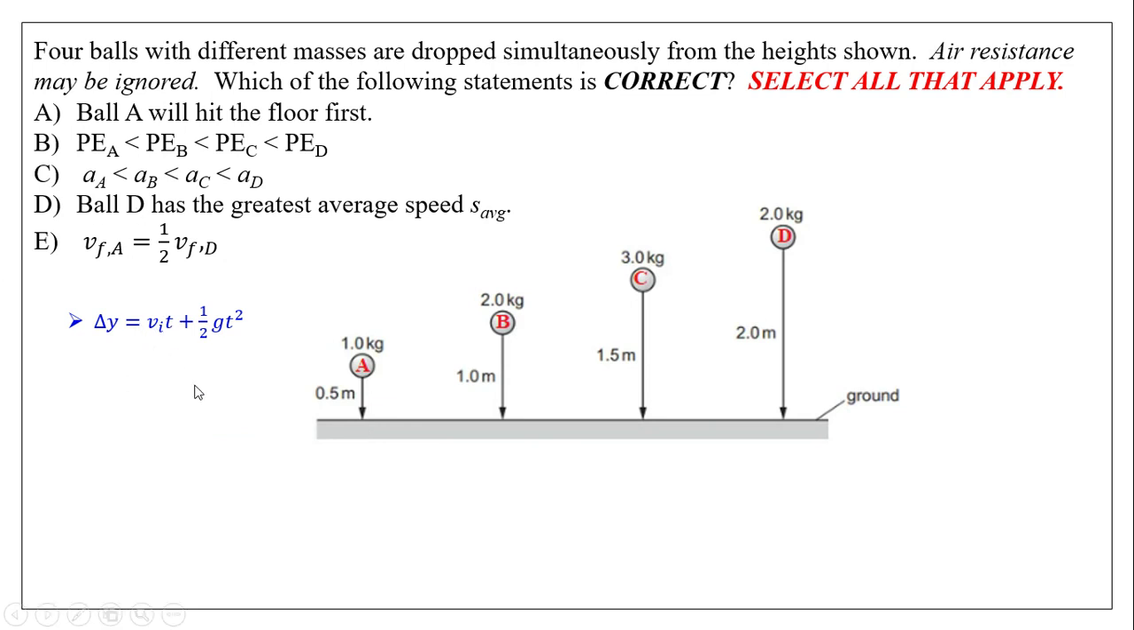But if you wanted to, you can prove it mathematically. Here, I've chosen to write the displacement function for each of these objects, or in general. Vi for all of them is 0, so I'm going to cross that term out. Therefore, delta y is equal to 1/2 g t squared.